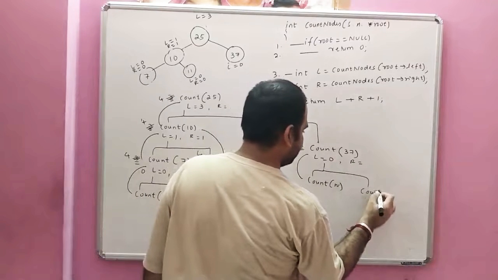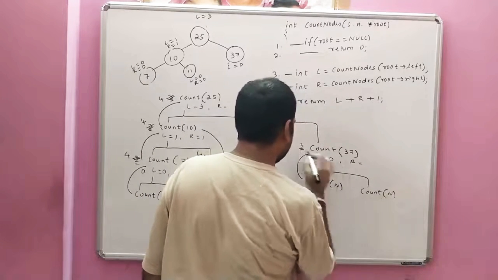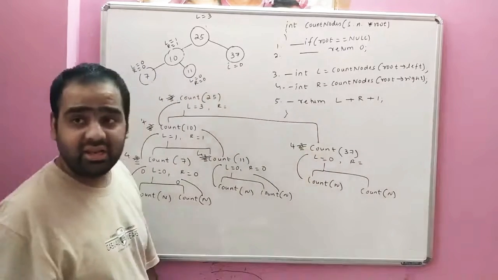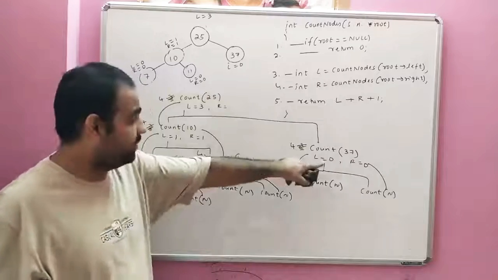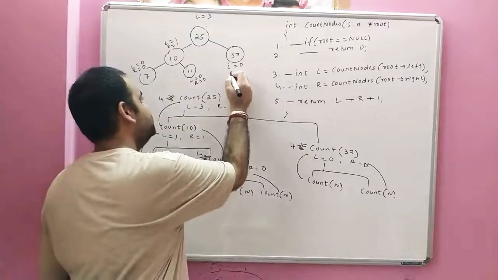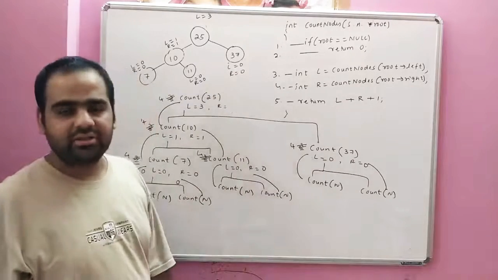You say count of 37 arrow right, which is null. Return line number is 4. Null equal null? Yes. It again returns 0. Where does it return 0? To line number 4, and it says R equal to 0. The number of nodes on RHS of 37 are 0.